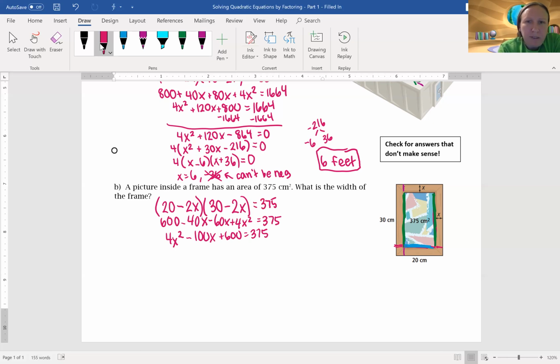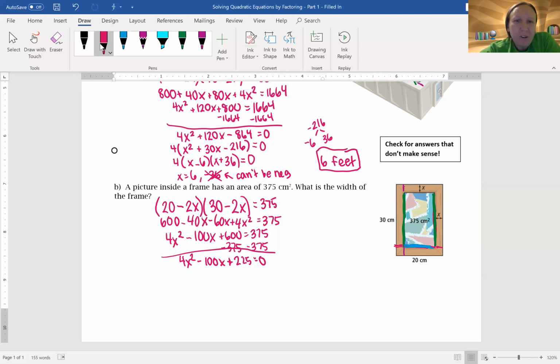Now I want this side to be 0. So I'm going to subtract 375 from both sides. Oops. So I get 4x squared minus 100x plus 225 equals 0. And unfortunately, there is no GCF because 2 goes into here and here, but doesn't go into 225. So we can't make these numbers any smaller.